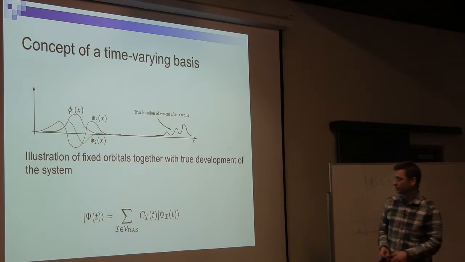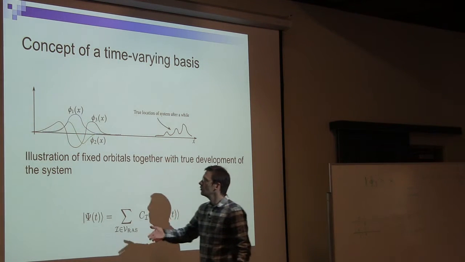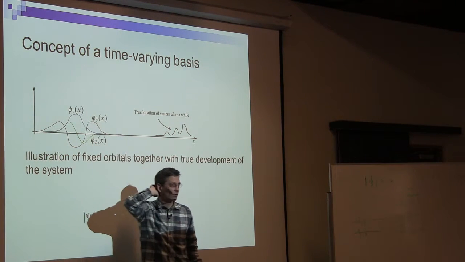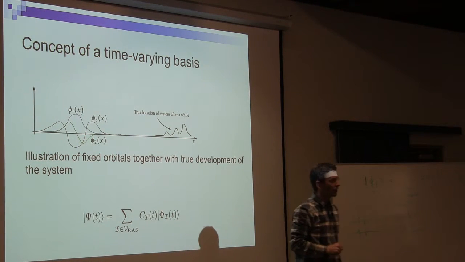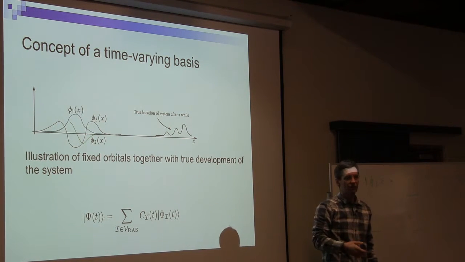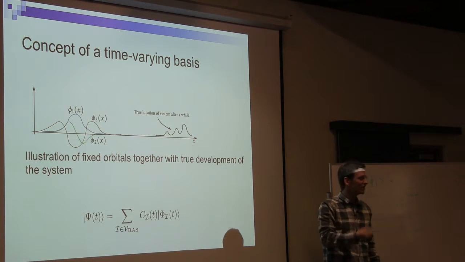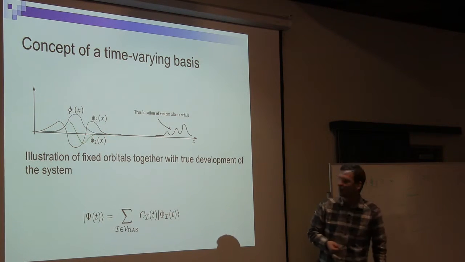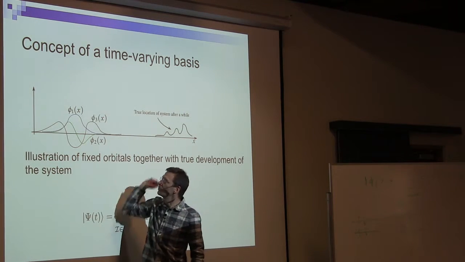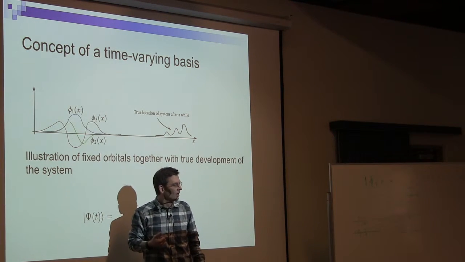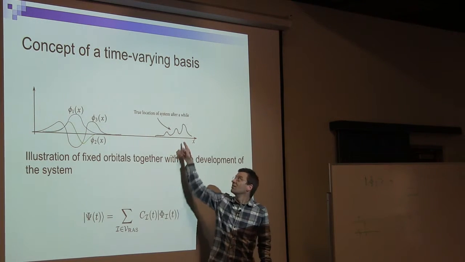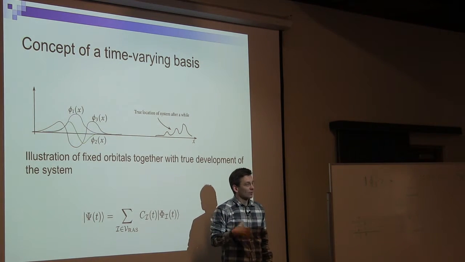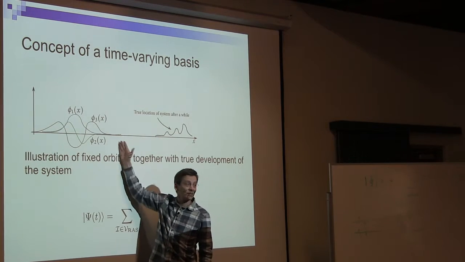Look at this thing. Assume that you have only these three basis states available to describe what is going on. For some reason, you could only treat three orbitals in your computation, and for some reason you have these three because they were needed for other reasons. Then if the true evolution of the system after a while is like this, there's absolutely no way you can describe it right, because this basis stops here.